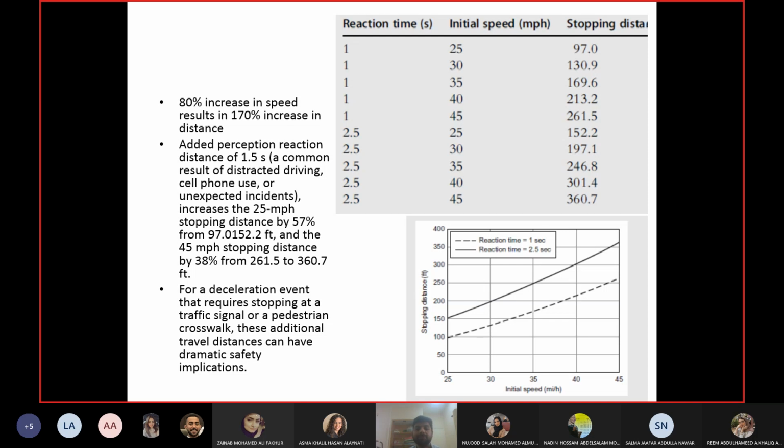Okay, so if you keep the speed same and you change the perception reaction time, it will have a lower effect at lower speed and a higher effect at high speed. So if you are calculating, for example, the distance required for stopping at a signal or a pedestrian crosswalk, then having an increase of 38% or something, that can have a lot of effect on your design.